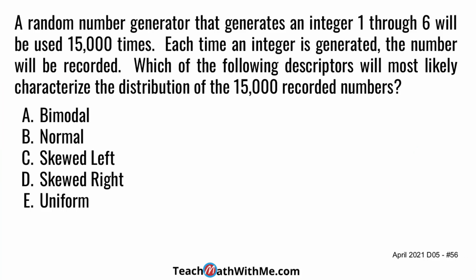Let's go through this ACT math question from April 2021. It's question number 56, and it says a random number generator that generates an integer 1 through 6 will be used 15,000 times. Each time an integer is generated, the number will be recorded. Which of the following descriptors will most likely characterize the distribution of the 15,000 recorded numbers?